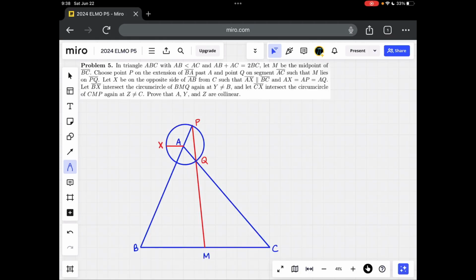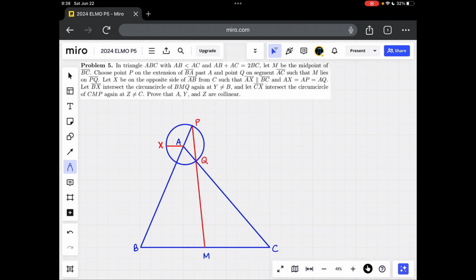In triangle ABC with AB less than AC and AB plus AC equals 2BC, let M be the midpoint of BC. Choose point P on the extension of BA past A and point Q on segment AC such that M lies on PQ. Let X lie on the opposite side of AB from C such that AX is parallel to BC and AX equals AP equals AQ, as shown here.